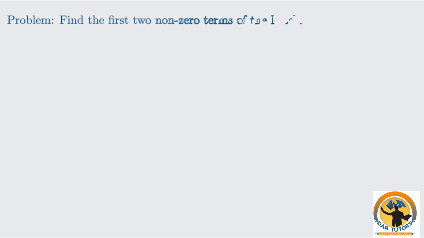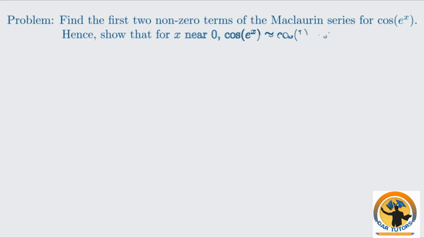Let's now apply these techniques to solve a more complex problem, similar to what you might see in an IB exam. We are asked to find the first 2 non-zero terms of the Maclaurin series for cos of e to the x, and then use this to find an approximation for x near 0. This is a composite function, so we'll use substitution. We'll substitute the series for e to the x into the series for cos u.